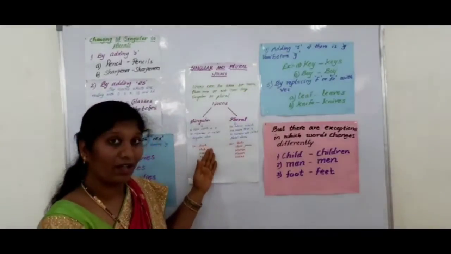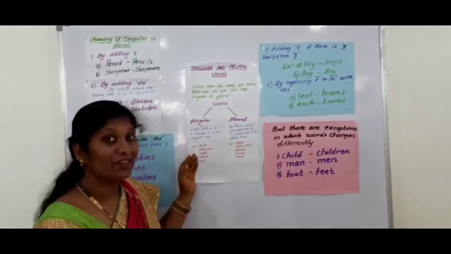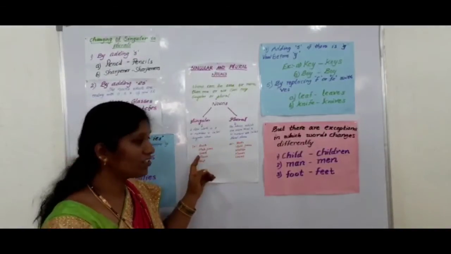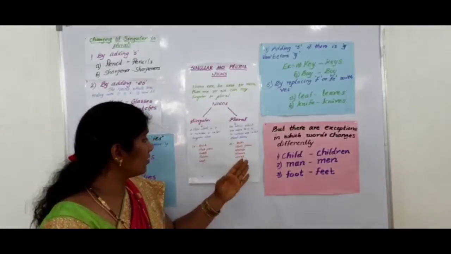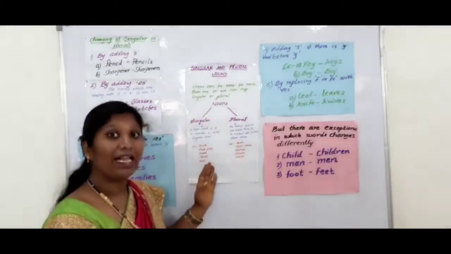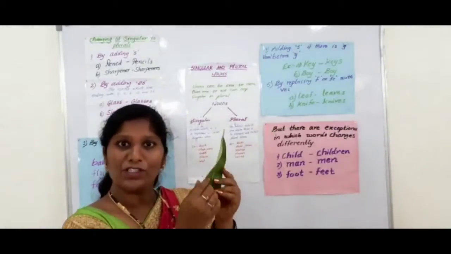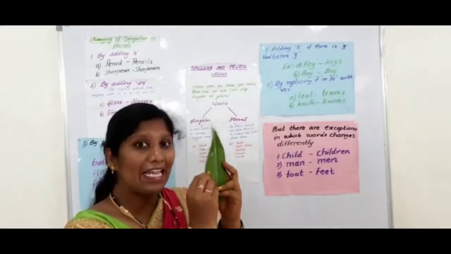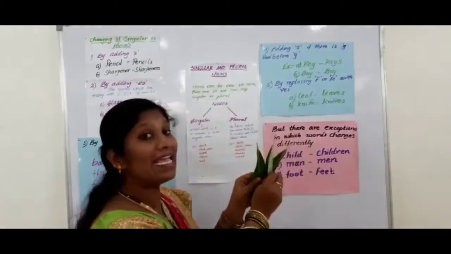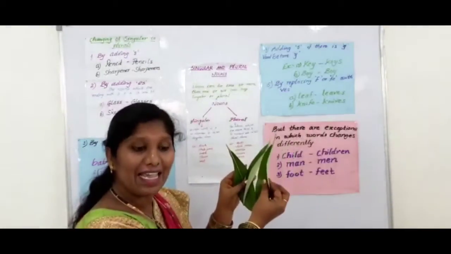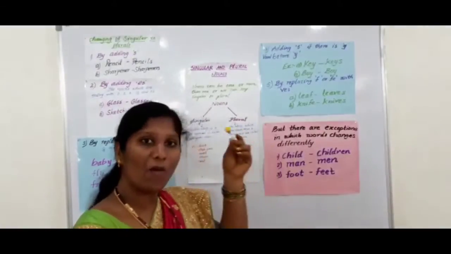Singular is book and plural books. Chalk piece, chalk pieces. Watch, watches. Flower, flowers. Leaf, leaves. Okay? What is this? It's a leaf. So we will call it leaf. And the plural is called leaves. And the next example is flower.